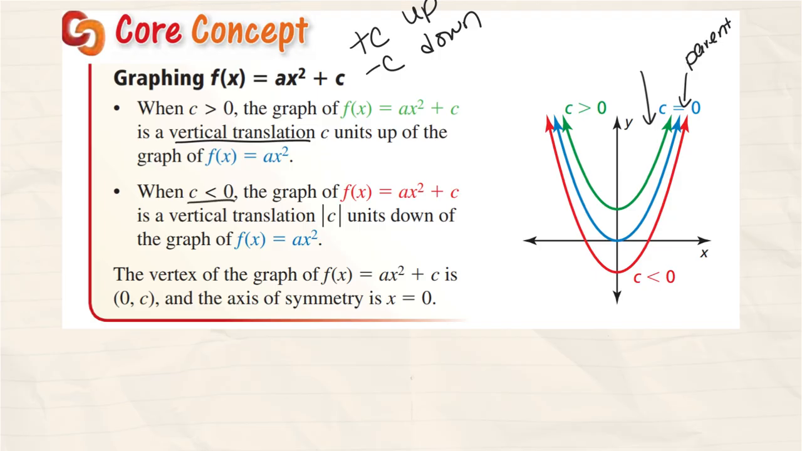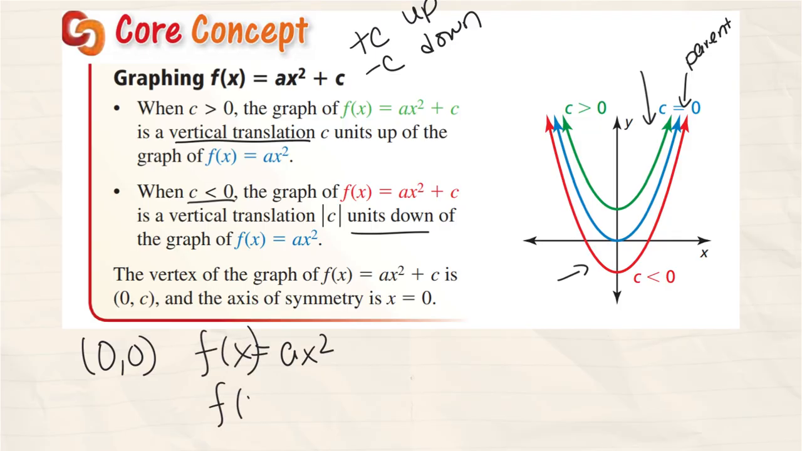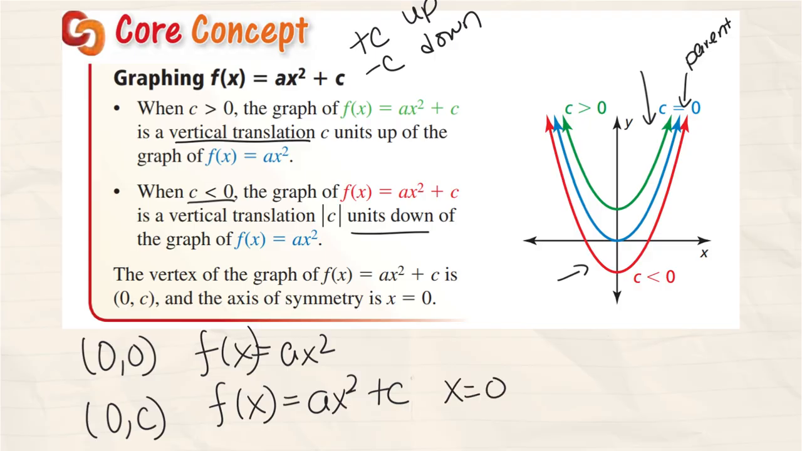When c is less than 0, our quadratic function is going to be a vertical translation, c units down. In this case, you can see it here in the red. It goes down compared with the parent function. Instead of your vertex being 0, 0 when it's f of x equals ax squared, now with f of x equals ax squared plus c, you're going to have a vertex of 0, c. And your axis of symmetry is going to be x equals 0.